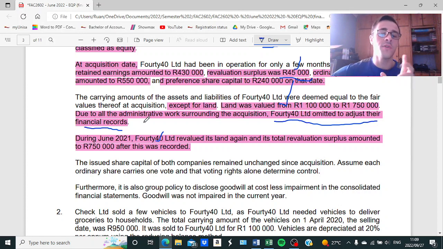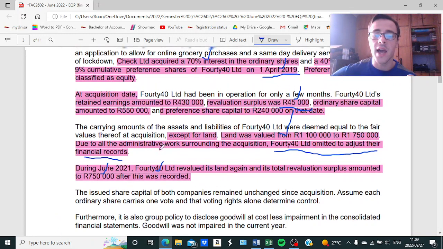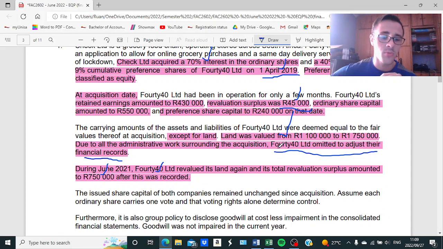Because a lot of you would have assumed the 750 represents all the revaluation surplus amounts that were recorded, and the 650 was obviously not recorded. So you would have calculated, and I also did this at the beginning, the difference between the 750 and the 45, which they have given at acquisition, as the current year's revaluation surplus, because the 650 was not recorded. So how can it be part of the 750?